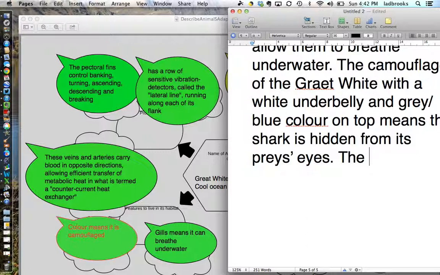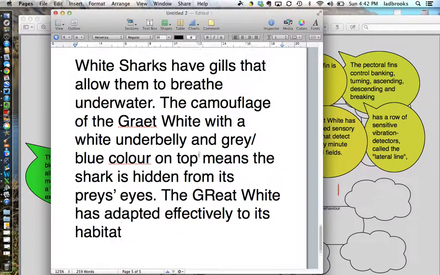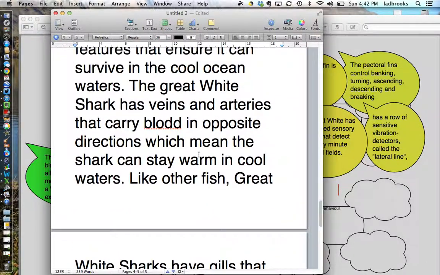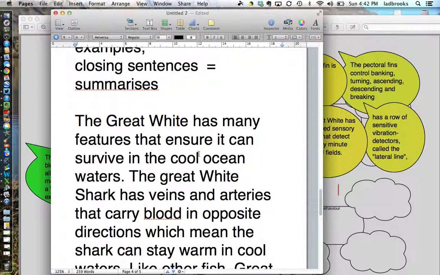And then I'm going to finish off with a concluding sentence or closing sentence. So I'm going to say something like, the great white shark has adapted effectively to its habitat, which is what the paragraph is about. So if we just go back to this again, reminder, the first sentence equals the topic sentence, then there's the body sentences which give the example, and you finish off with a closing sentence.